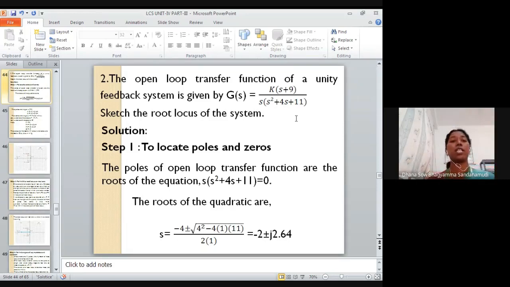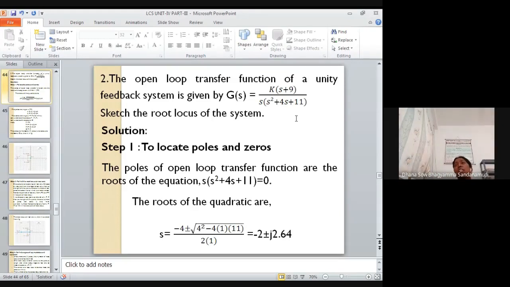This is your next problem. Open loop transfer function of a unity feedback system is given. All of you write down this problem in your notes. Open loop transfer function of a unity feedback system is given by G of s is equal to K into (s plus 9) by s into (s square plus 4s plus 11). So this is the given open loop transfer function. You have to sketch the root locus for this system.